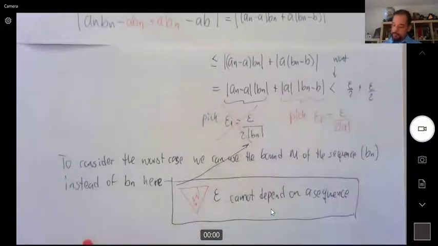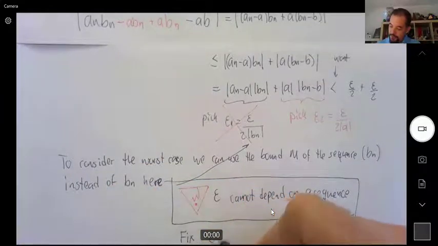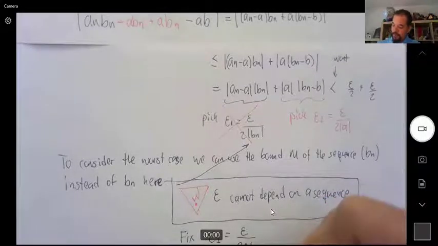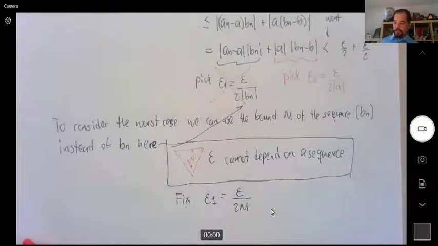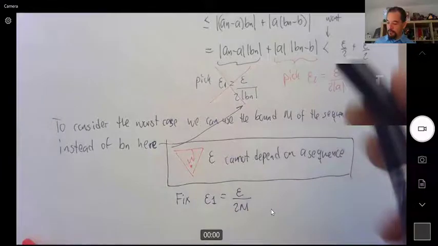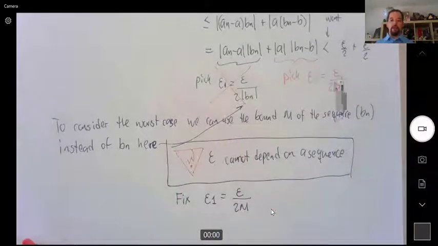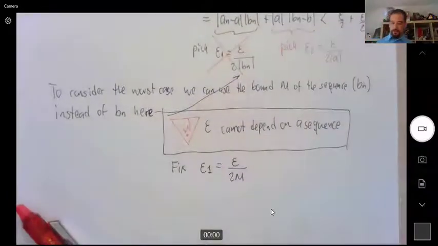So the way to fix it is to pick epsilon-1. So the fix, and you see why it's going to work, is to pick epsilon-1 to be epsilon over 2M, where M is the bound of the sequence Bn. Okay? All right. And if we do all of that, it seems like it's going to work. And again, we need to find a capital N that simultaneously works for one and the other. So it again will be a thing where you pick the largest of N1 and N2. Okay? But I think we're ready to write the proof. So let's see if we can do it. Proof.